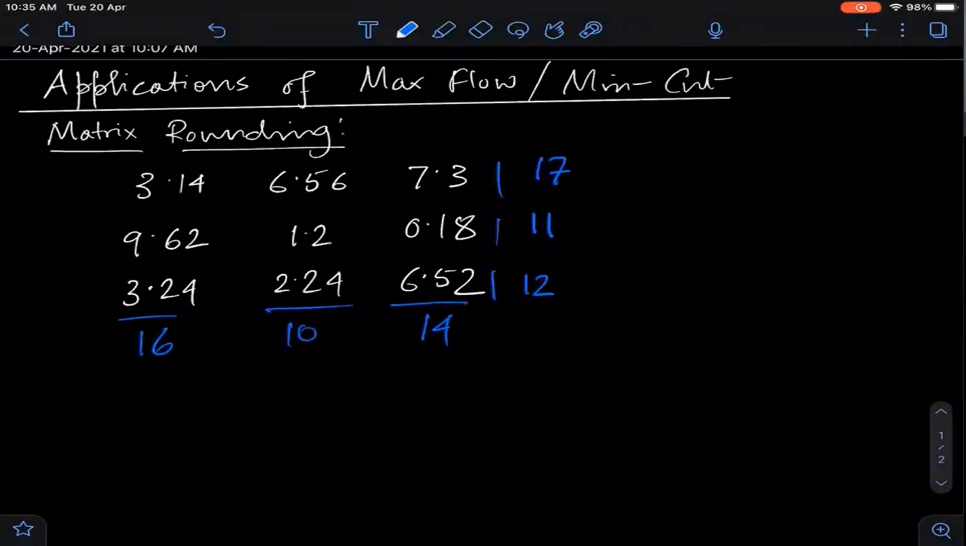Suppose you are given such a matrix, and now the task is to round up or round down the entries of this matrix. What do I mean by round up or round down? As you can see, each of these entries has a fractional part. So the task is to either round up these numbers to the next nearest integer, or round them down to the nearest integer which is less than that number. But the crucial condition is that you have to preserve the row sums and the column sums. You cannot violate these sums which are already happening.